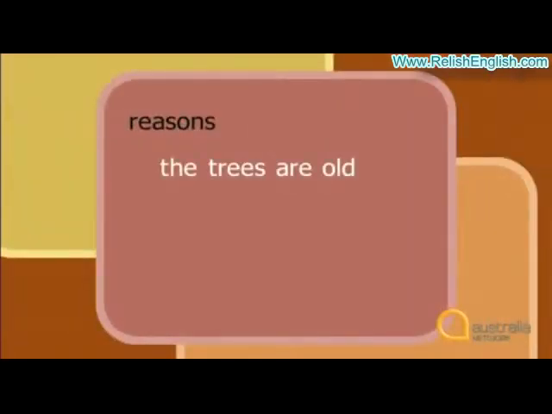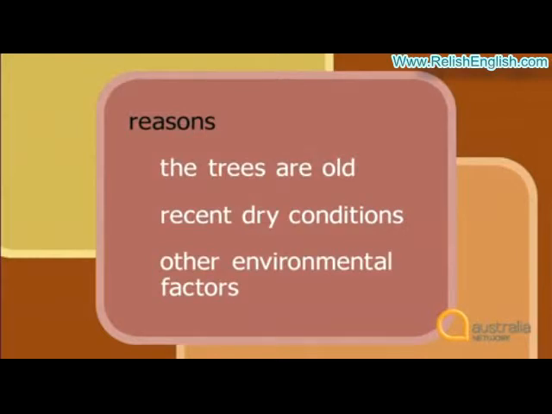John begins by identifying the reasons for the problem. The trees are old and nearing the end of their life. This natural ageing process has been made worse by recent dry conditions in Melbourne and other environmental factors. His argument is more convincing because he explains the reasons for the problem. This is one of the important functions of English you'll need to learn: to order your thoughts in a logical pattern and support them with reasons and examples.